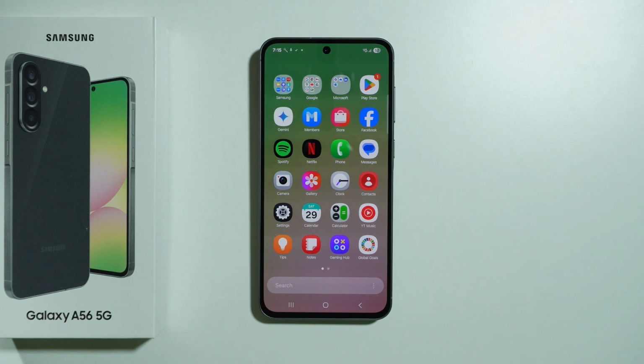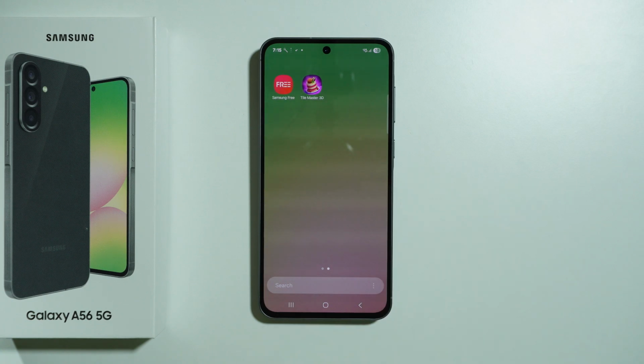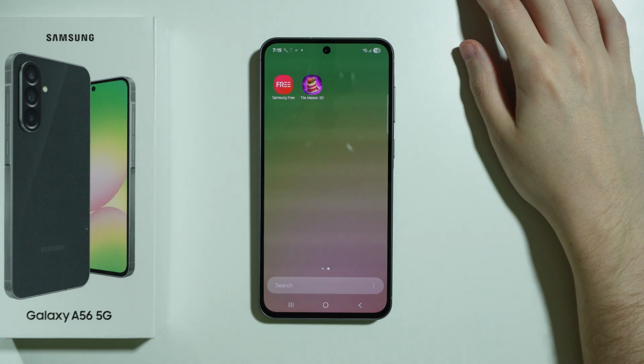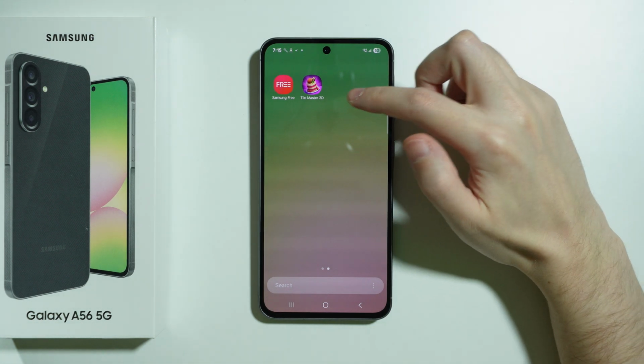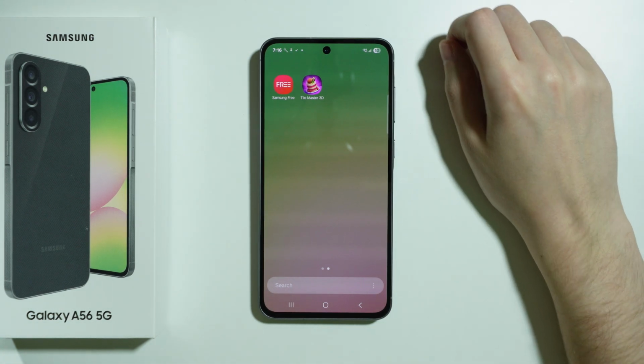If you are wondering if there is any bloatware on Samsung Galaxy A56 5G, then the answer is unfortunately yes, especially if we don't really look at what we are doing during the initial configuration. What I mean by that is during the initial configuration there is a certain screen where we are asked to install recommended apps, and if we are not careful enough we might install some of the bloatware by accident.